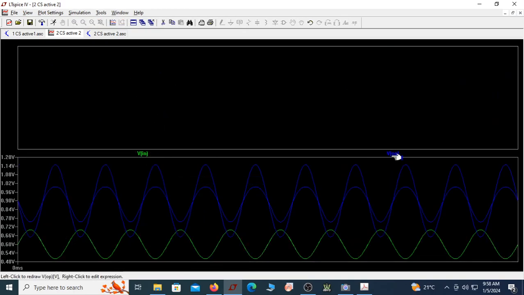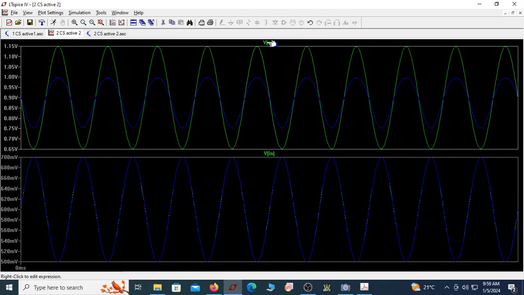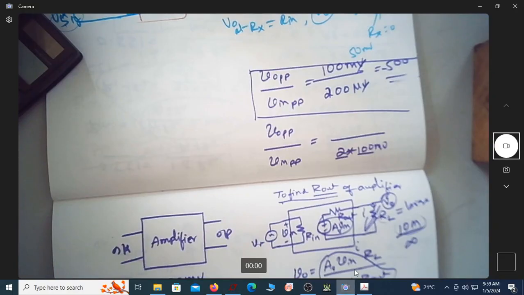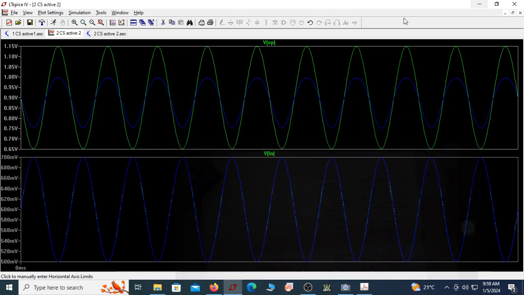This is the output. See now, of course in the output you have two plots. One is corresponding to RL of 10 mega ohm. The second one is corresponding to RL of 249 ohm. So let us first verify the gain. So we actually found the input peak to peak as 200 millivolt. Let us find what is output peak to peak.